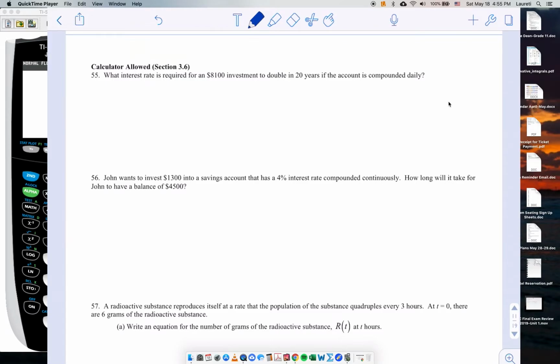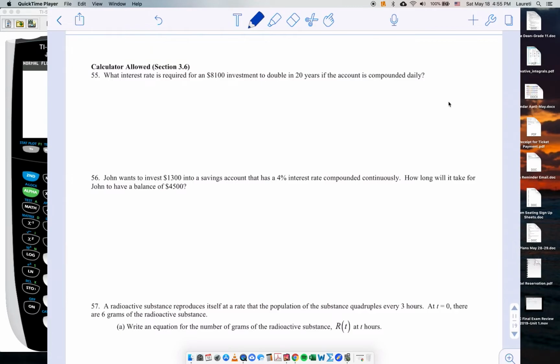All right, guys, so this is chapter 3, part 2. These are going to be mostly your calculator questions, so you definitely want to get that out. Remember, on the exam, part of your exam is going to be no calculator, and the other half will be calculator questions. So make sure you definitely bring that on the day of the exam.